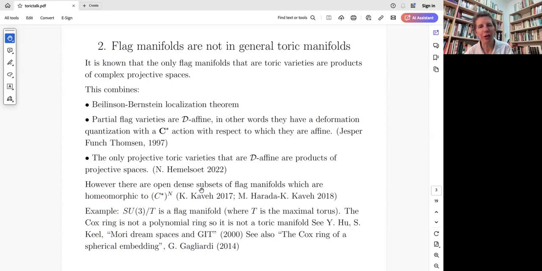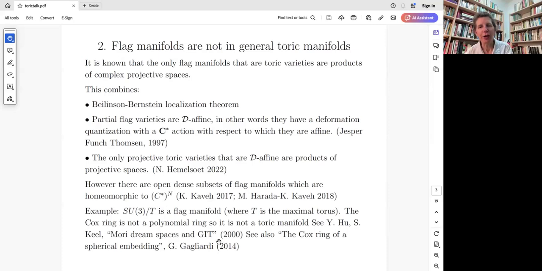But flag manifolds are quite close to toric manifolds. In fact, there are open dense subsets of flag manifolds which are homeomorphic to C-star to the n. This was proved by Kumar's Kaveh and also followed up by Harada and Kaveh one year later. Another proof that at least some flag manifolds are not toric manifolds goes via the Cox ring. So the Cox ring of this flag manifold is not a polynomial ring, so this manifold can't be a toric manifold. This is due to Hu and Sean Keel, 2000.